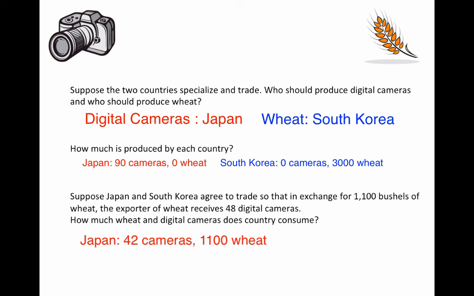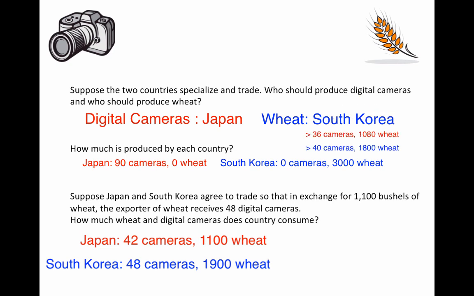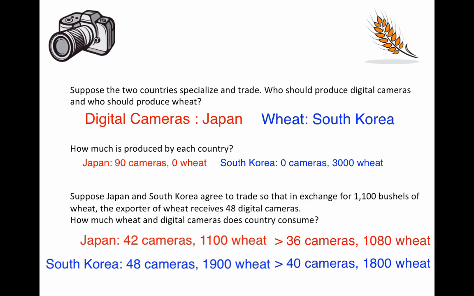South Korea receives 48 digital cameras in exchange for 1,100 bushels of wheat. Since South Korea produces 3,000 bushels of wheat, that leaves South Korea 1,900. So South Korea consumes 48 digital cameras and 1,900 bushels of wheat. This is more for both Japan and South Korea than they were able to consume before.